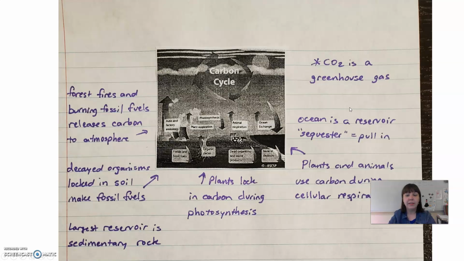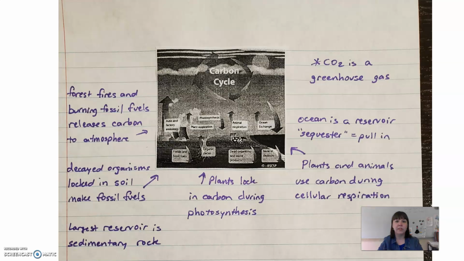The ocean is a big reservoir of carbon. You might see the word "sequester." The ocean will sequester carbon. That means it'll pull in carbon and hold on to it. Plants and animals use that carbon during cellular respiration. That's created by plants that lock it in during photosynthesis. The largest reservoir of carbon is sedimentary rock, that limestone, calcium carbonate. There's a lot of that around the Earth.